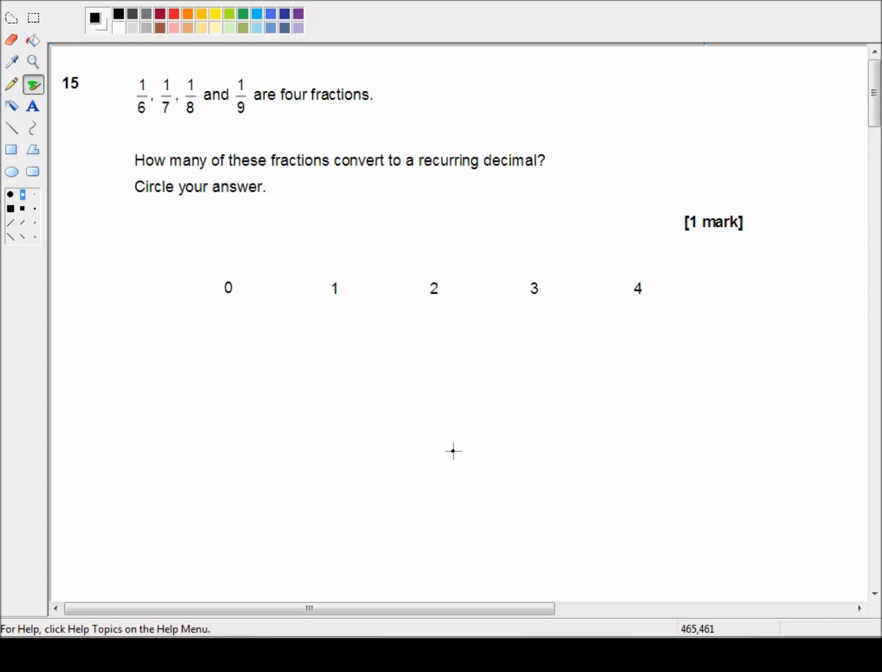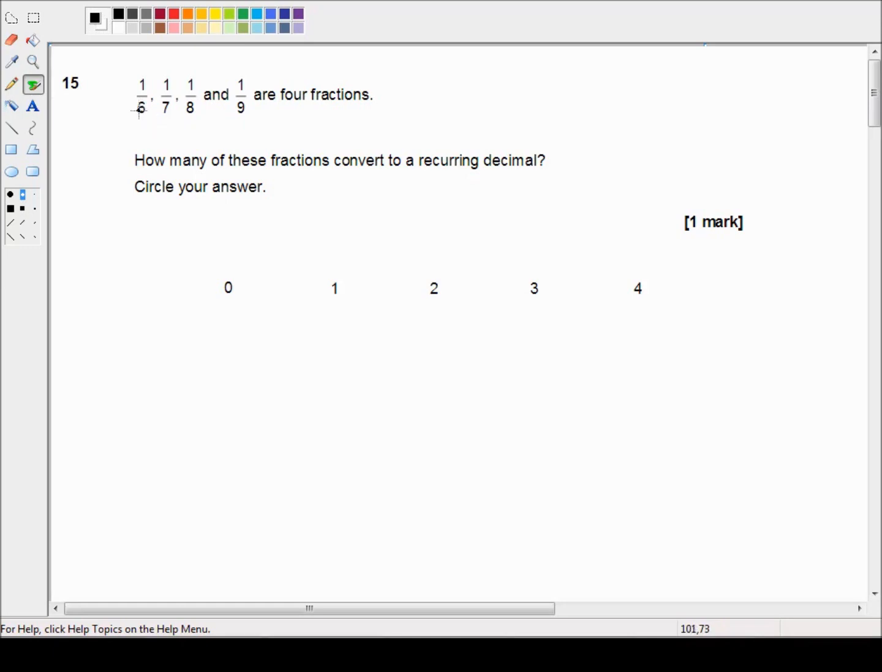This is the May-June 2017 past paper from the first paper in the higher tier of the 8300 series. It's a non-calculator paper, so we're not allowed to use calculators, and we're told 1/6, 1/7, 1/8 and 1/9 are 4 fractions. How many of these fractions convert to a recurring decimal? Circle your answer. Well, I just happen to know that 1/6 is a recurring fraction.